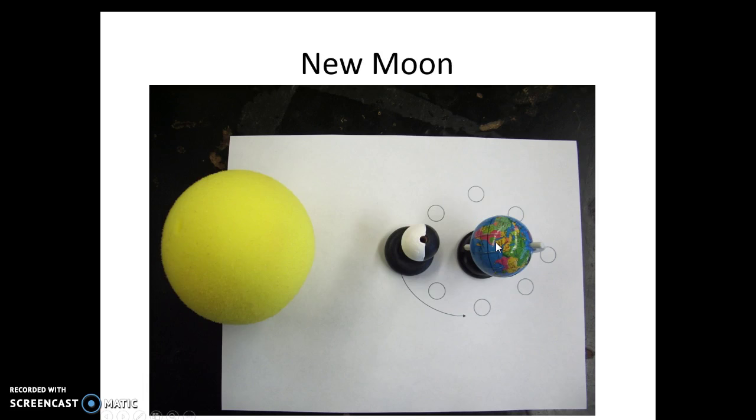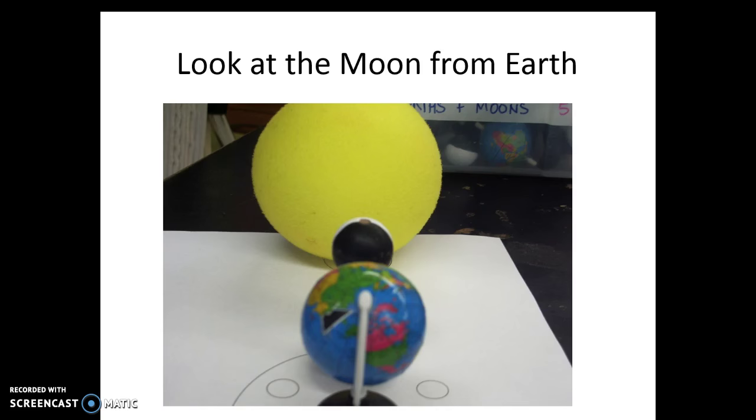We really need to see what the moon looks like on the Earth. So, this is where I'm so clever. You're going to turn your paper on the desk, leaving the model set up on the paper. Turn the paper so that, see how my eye is lining up with the Earth and then the moon behind it?